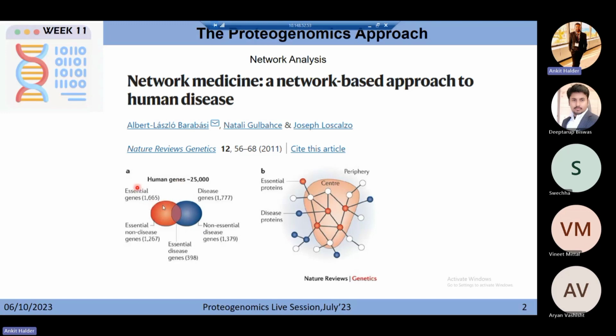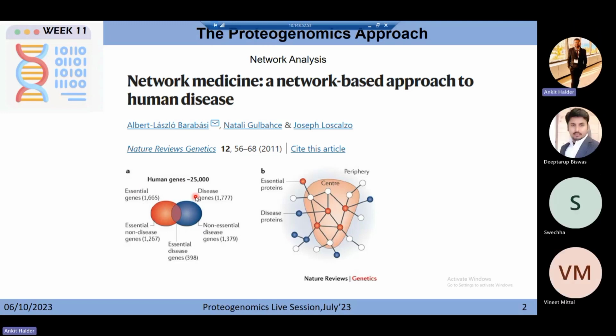Here, among the 25,000 genes of the human body, according to their definition, the essential genes are about 1665, essential non-disease genes are 1267, essential and disease genes are 398, and disease genes are 1777, whereas non-essential disease genes are 1379. This is some kind of segregation of the different kinds of genes, done with all the known literature and the genes that are known for causing those diseases.